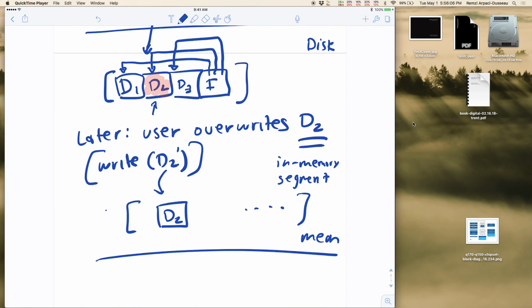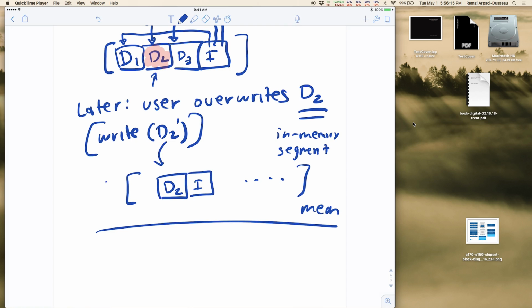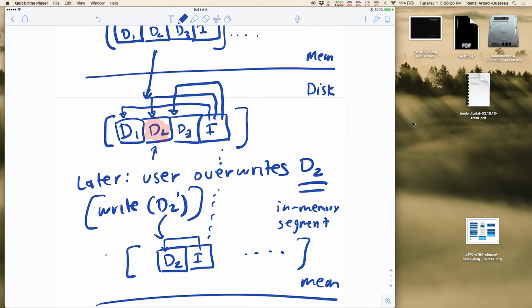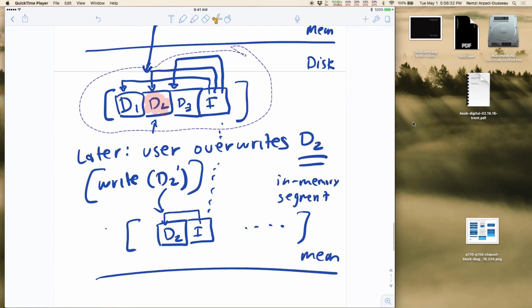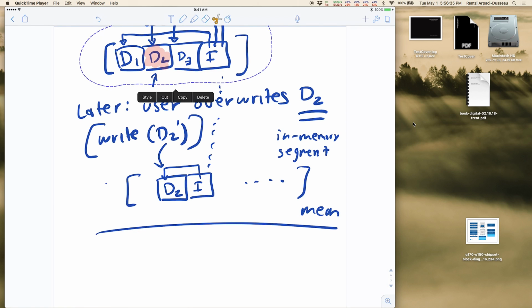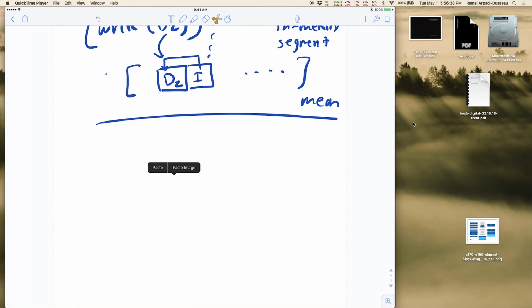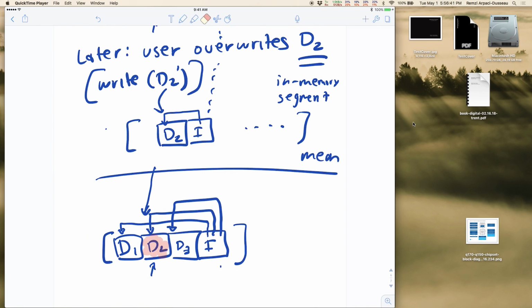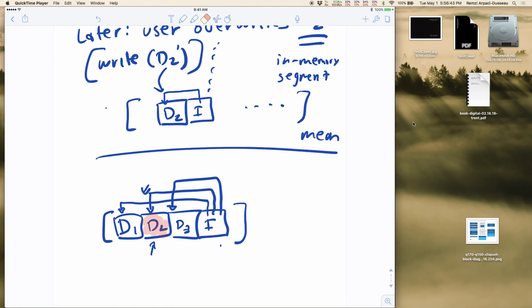And because we're writing D2 again, we're also going to write an inode again, this same inode here. But now the second pointer is going to refer to this data block and tell us where it is. If we think about the disk, what's on the disk already, what's down here, well, we already have a bunch of stuff, right? We have the old version of the file, essentially.